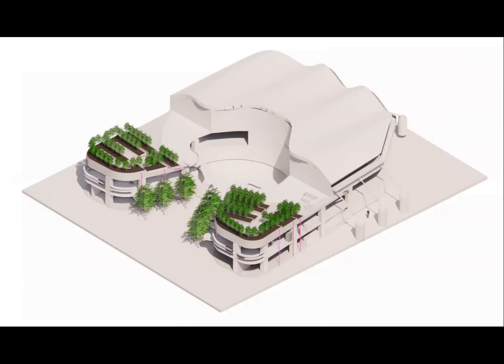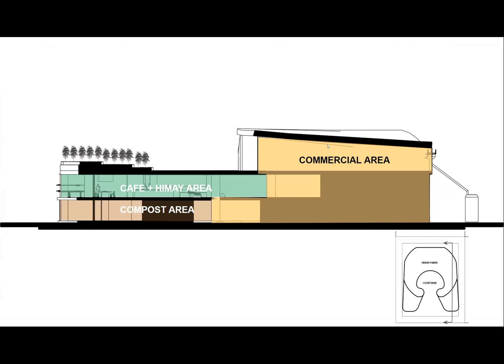So this is our second iteration. It's kind of the same, but the only difference is the shape of the building and how the roof looks. It's still the same. So this is our cross section for the whole urban fabric, the commercial area. Then we merged the cafe and himay area here. The compost area and the farming malunggay were retained.